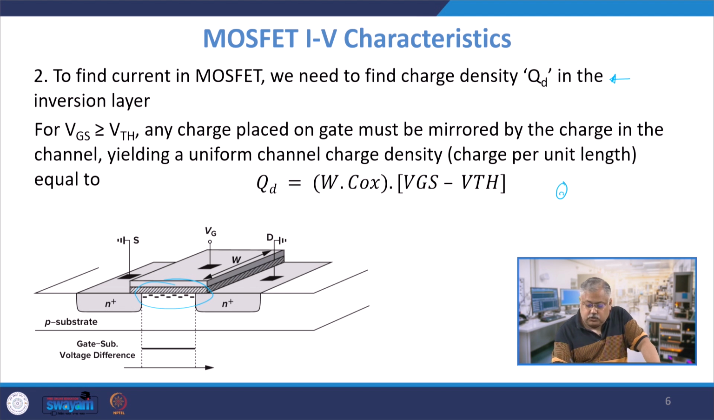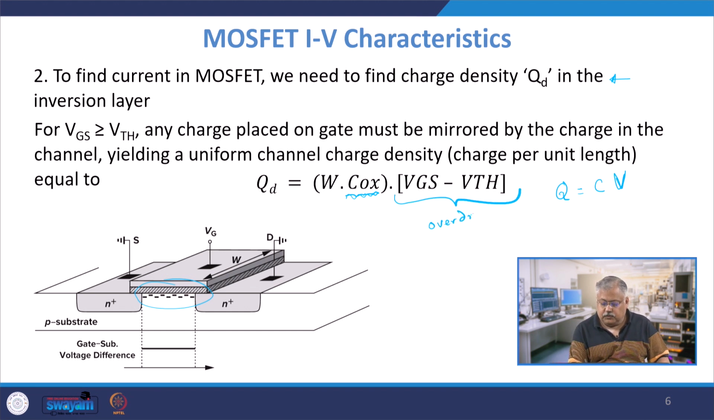Q, if you remember, in this case will be equal to C into V. Now, if Cox is the oxide capacitance per unit width, then if you multiply with W, you get the total capacitance, and VGS minus VTH is also referred to as the overdrive. Overdrive means the difference between the gate to source voltage and the threshold voltage, and this overdrive will become more and more as the gate voltage increases. If I am assuming that the threshold voltage is almost constant, then VGS minus VTH is basically the overdrive.